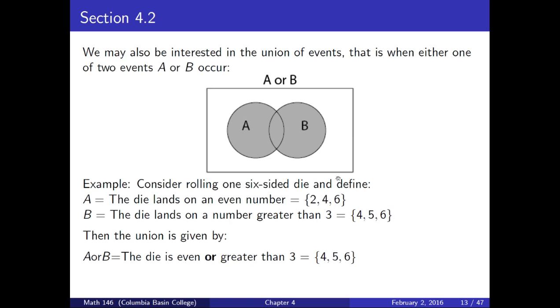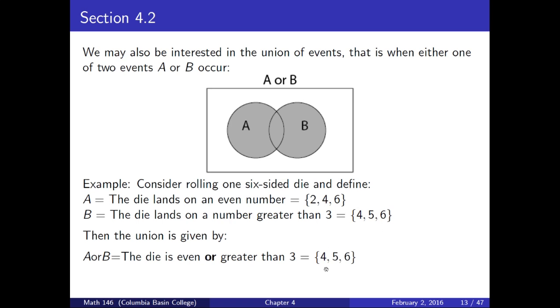We may also be interested in the union of events, so that means when either one or the other occurs. So go back to the six-sided die, where we define A as an even number and B as a number greater than 3. So if I'm looking at the union A or B, that means it only has to be even, or it could be greater than 3. So 4, 5, and 6 make it, and then also we need to include 2.